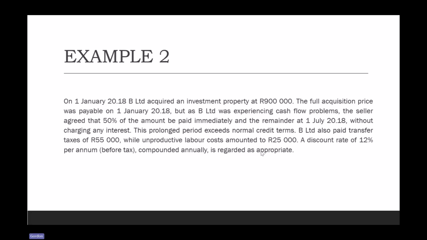B Limited also paid transfer taxes of 55,000, while unproductive labor costs amounted to 25,000. You underline the word unproductive.